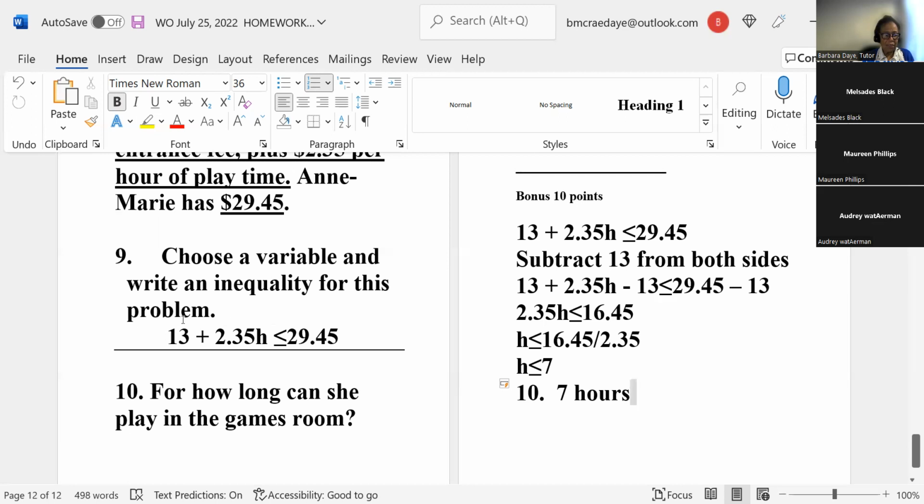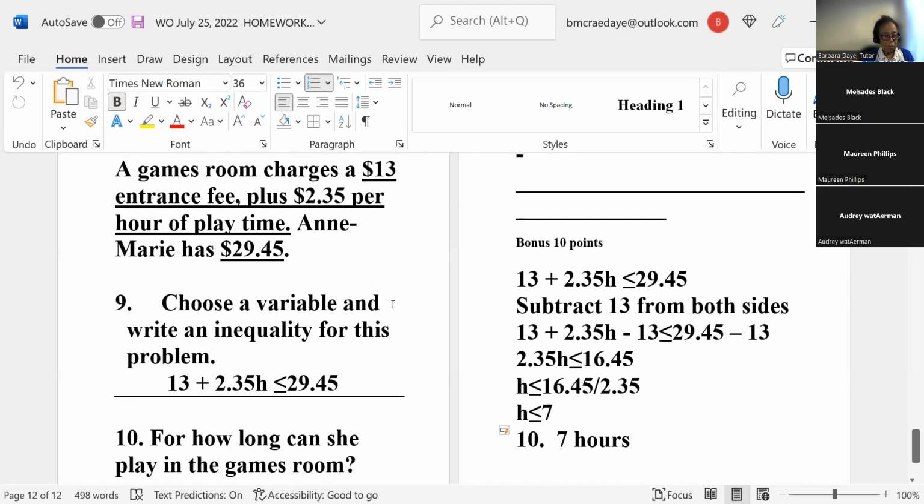Mercedes, how did we get this inequality? The variable we used was H for the hours. How did we get this inequality right here? A game room charges $13, so you use the entrance fee, that's the 13, plus the fee for the hours, which is $2.35. You have to add those two together. If you add those two together, you still get less than or equal to the 29.45.